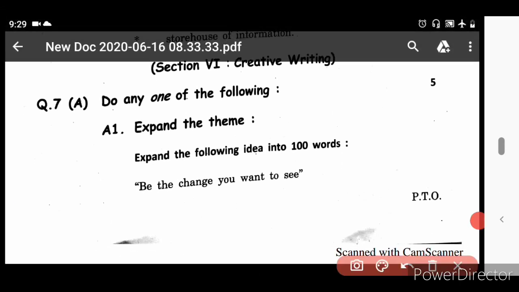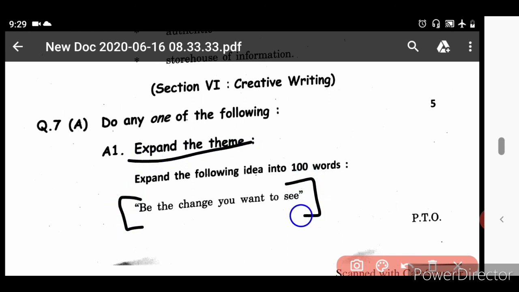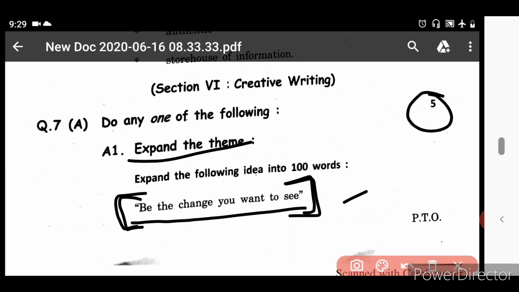Section 6 is creative writing. In creative writing, you have to expand the theme. In the question paper, some things or thoughts are given, and we have to expand them by giving examples or by writing them into a paragraph. This is for 5 marks.